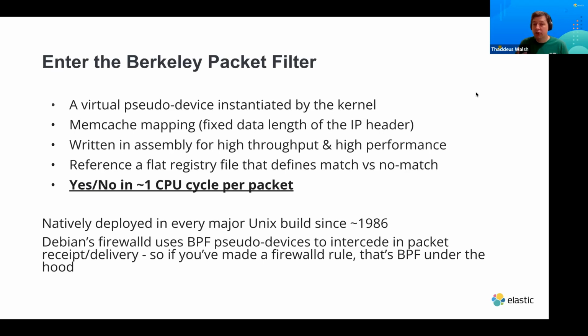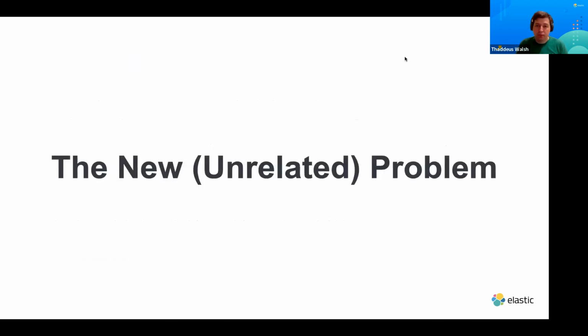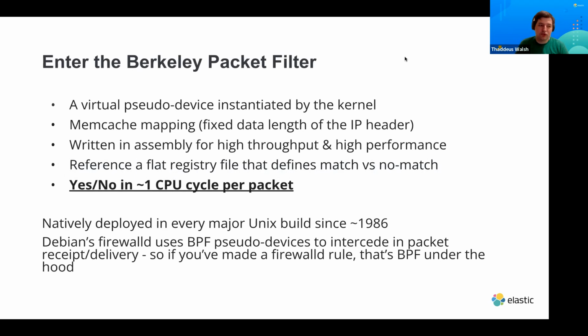So if you want to block traffic outbound to a particular IP range, that would be reflected within that flat registry file, and that pseudo device would interrogate each IP as it is being written into the NIC, and it would interdict or intercede in the delivery of those packets as you've defined them. So that is the Berkeley packet filter. Do we have any questions thus far? Awesome.